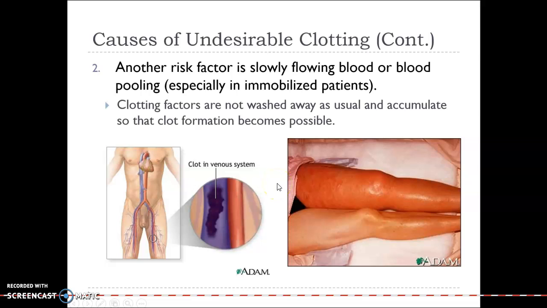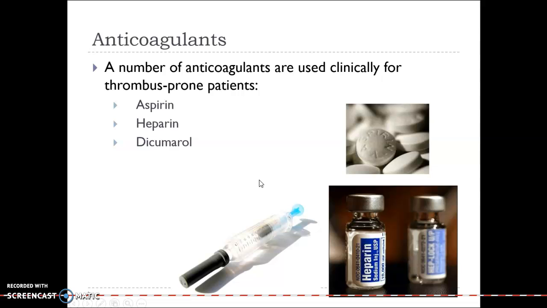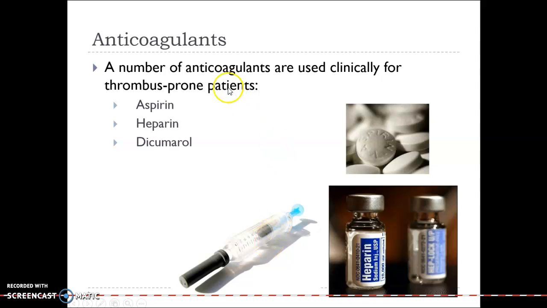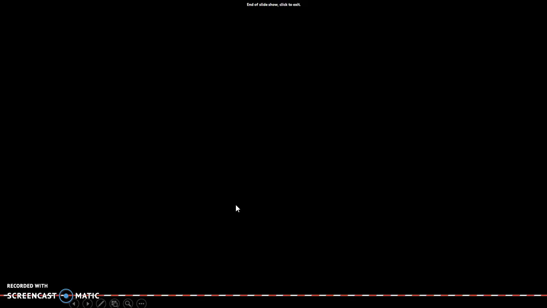So make sure you're making the right lifestyle choices. Undesirable clotting of immobilized patients. This is why you have to move patients around and make sure that their vessels are working and flowing freely. If you take a long trip, you should get up and move, make sure your vessels are flowing freely. And there are some anticoagulants that you can take to help blood flow improve on people too. Aspirin, heparin, dicumarol, those are all for that. So, and that is part 3 and 4 of the blood.